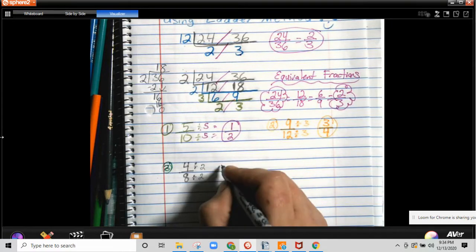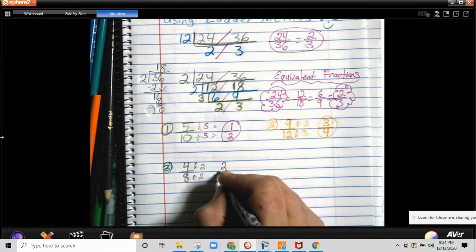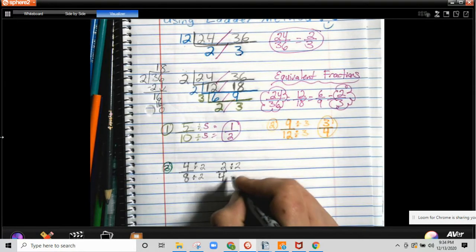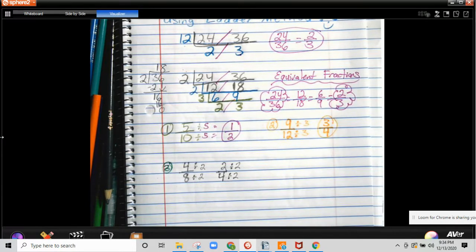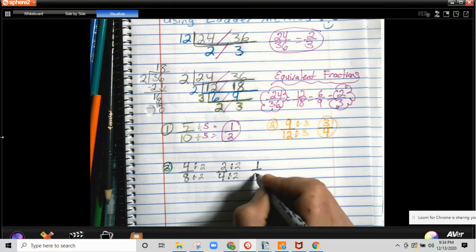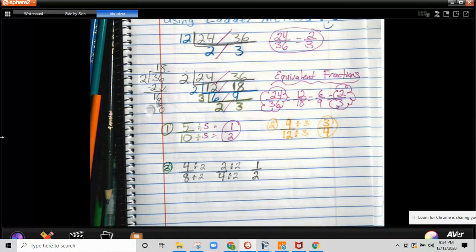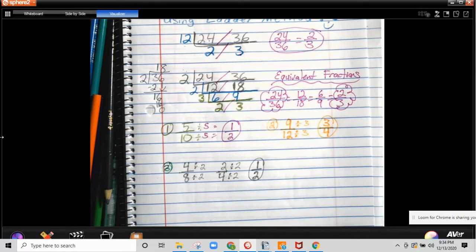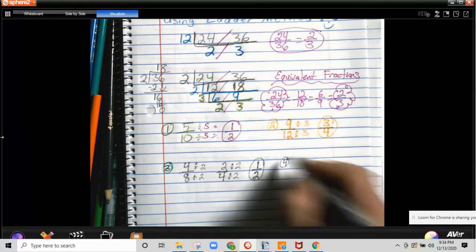4 divided by 2 is 2. 8 divided by 2 is 4. Are they both even? Yes, they are. I can keep going, and I'm going to divide them both by 2 again. 2 divided by 2 is 1. 4 divided by 2 is 2. Are they both even? No. Are they both prime? Yes. That right there is my answer. 1/2. Let's do another one.